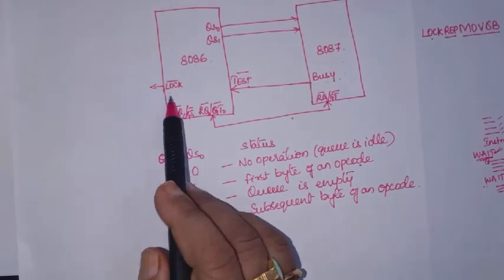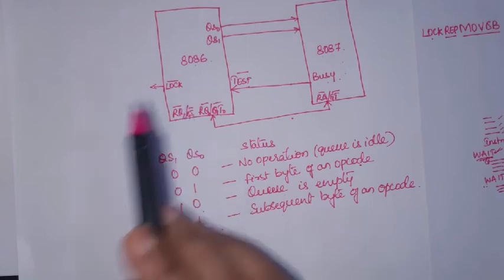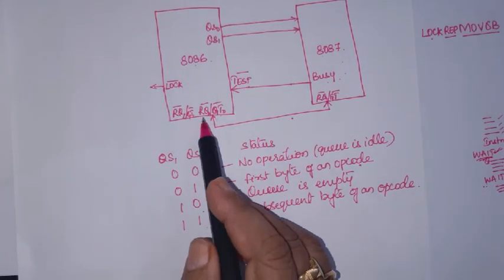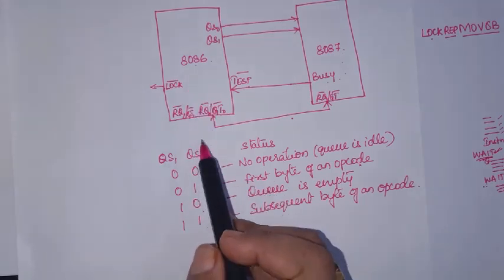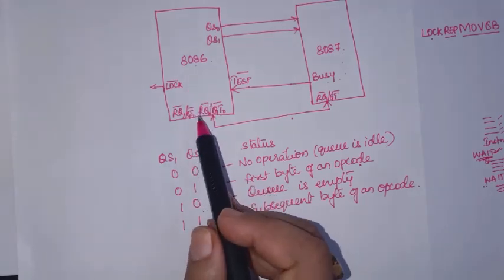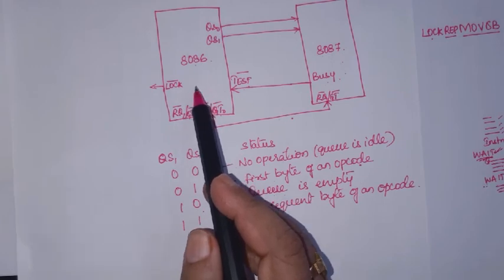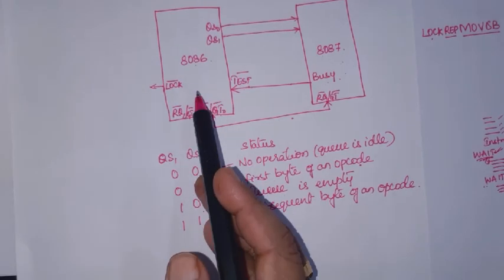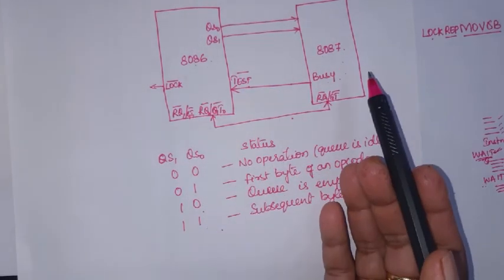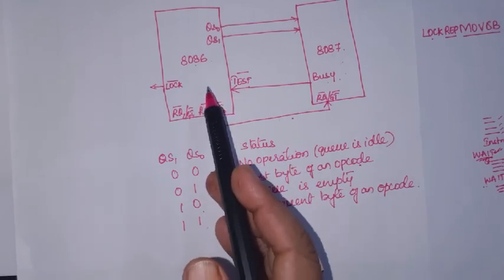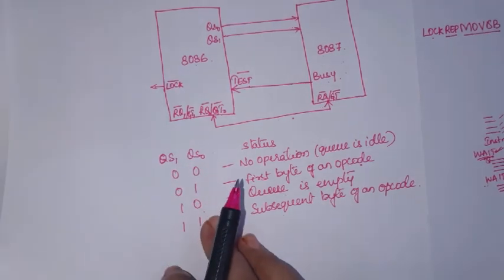Then we have LOCK bar. Suppose the processor is executing one instruction, and until the processor completes that particular execution, you don't want the processor to give the system bus to a coprocessor or another processor. Then you can lock the system bus. That is done with the help of the LOCK instruction.